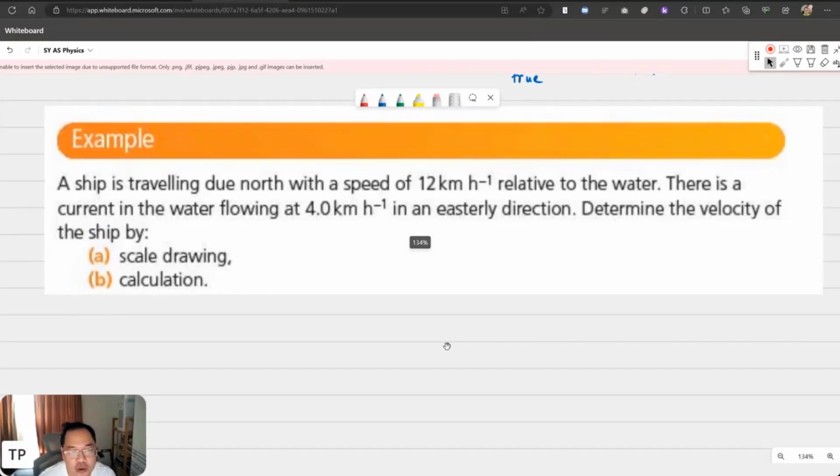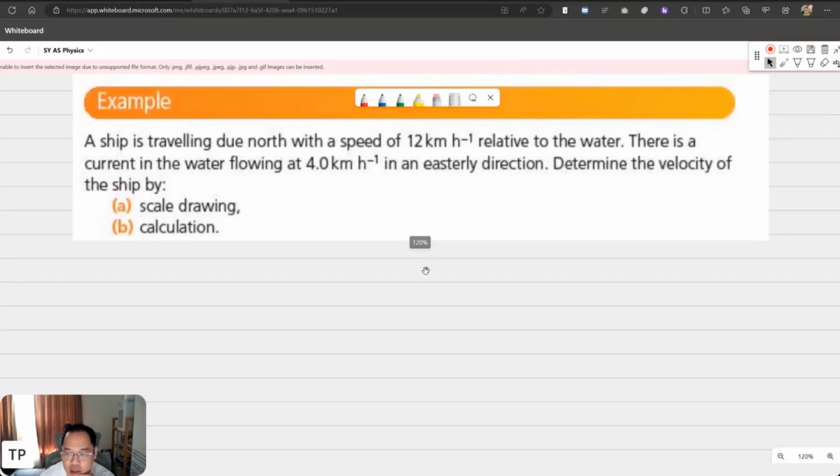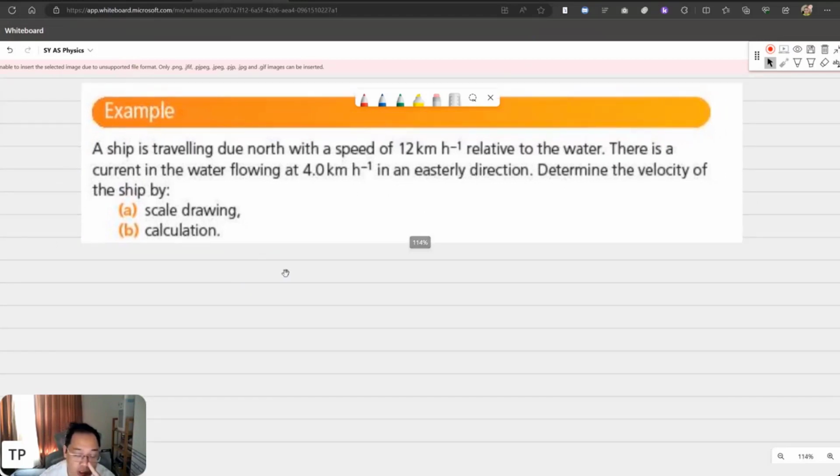A ship is traveling due north with a speed of 12 km per hour relative to the water. There is a current in the water flowing at 4 km per hour in an easterly direction. Determine the velocity of the ship by scale drawing. Okay. Due north, there is a water current of 4 km per hour easterly.